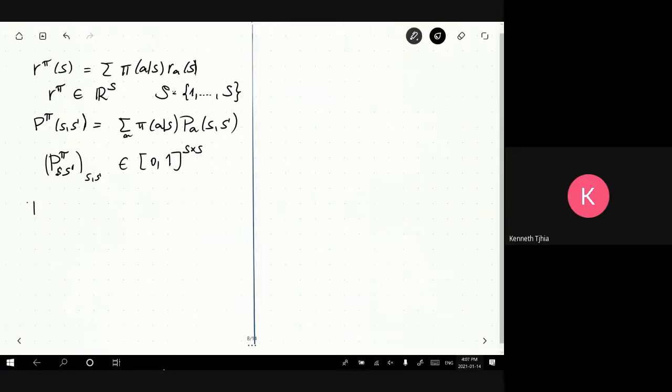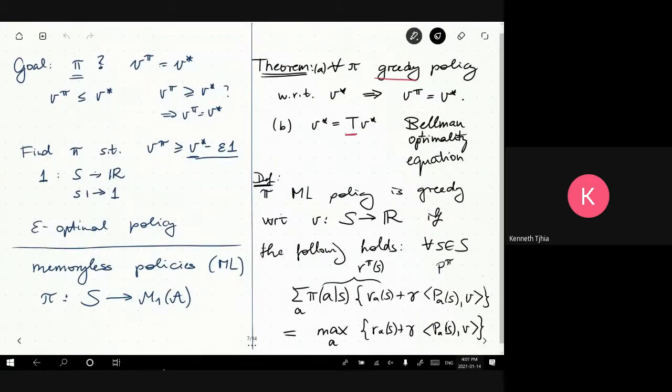And the next notation is going to be this map that maps R^S to R^S. So T of pi applied to V is going to be just R pi plus gamma times P of pi V. And if we look back, this is what you see here, evaluated at state S. I just wrote it with matrix and vector notation.